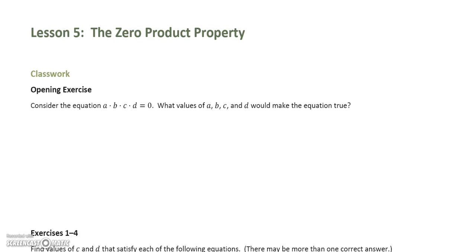Alright, welcome back, ladies and gentlemen, to our journey into quadratics. Today we're going to be talking about the zero product property. Exciting stuff. I hope you're ready.